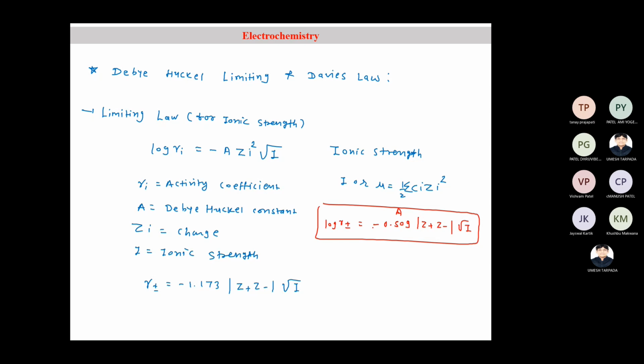For example, you have a solution of KBr, 0.05. So how can we find out the activity for it? Suppose I am having KBr solution. This is the formula: log gamma plus or minus is equal to minus A under root Z plus Z minus, root I. You know the value, as I just said. A is equal to 0.509. This value is often given here. A is a Debye-Huckel constant.